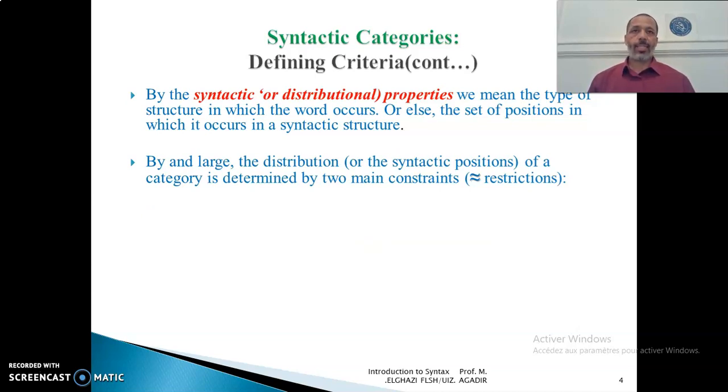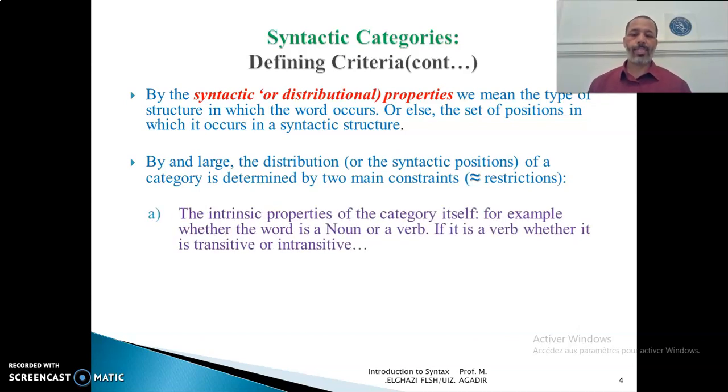By the word constraint here, we roughly mean restrictions. The symbol you see in front of you is not an exact equal. It's roughly equal, the restrictions. Whenever you see it, it means roughly.